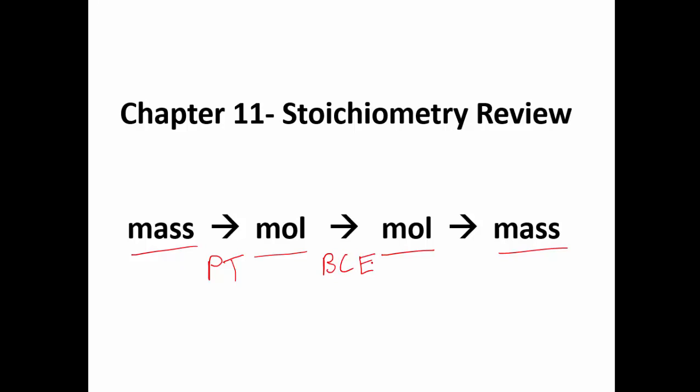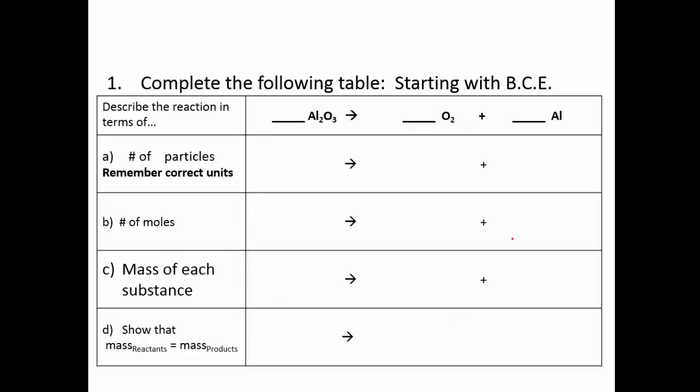This is the only time it's used, when we go from the moles of one substance to the moles of another substance in a chemical reaction, and then the periodic table again, going from the moles of one substance to mass of another substance. So to begin with, we're going to complete the following table. First off, we've got aluminum oxide. It's going to produce oxygen and aluminum, the decomposition.